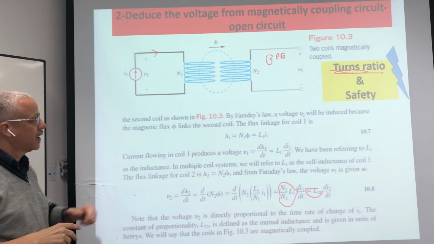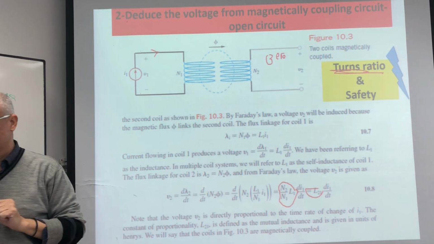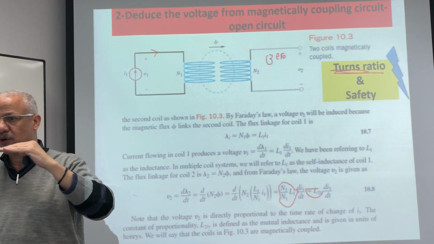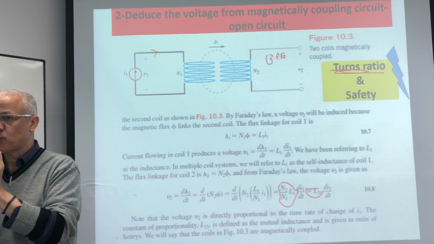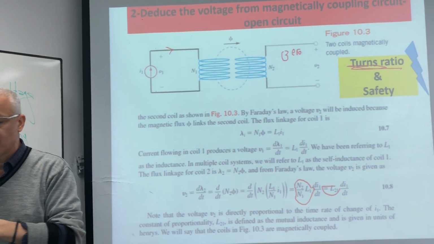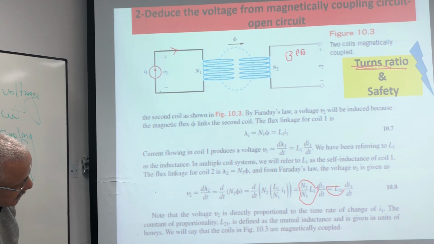So here I talked in the beginning about a problem in safety. This is one of the learning points. When you're dealing with magnetically coupled circuits, you have to care about safety. What is the safety consideration here? Look at this equation deeply.